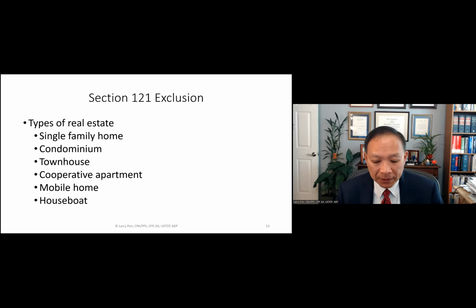The types of real estate that would apply: single family homes, condominiums, townhouses, cooperative apartments, mobile homes, and houseboats. So these qualify for the exclusion. Now, what about an RV or a big boat or a mega yacht or something like that? Would that qualify? That's a good question. I think the determination is helpful from your state. If the state deems it as personal property, then it's not going to qualify as real estate. How would you know that? Because they're charging personal property tax, not real property tax. So that's how you would know.